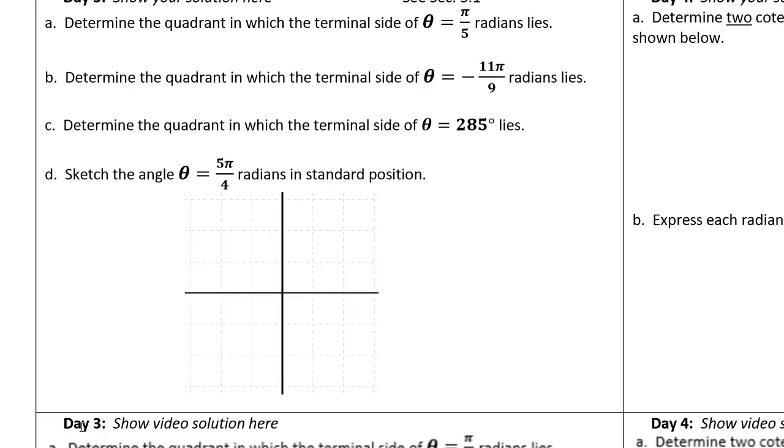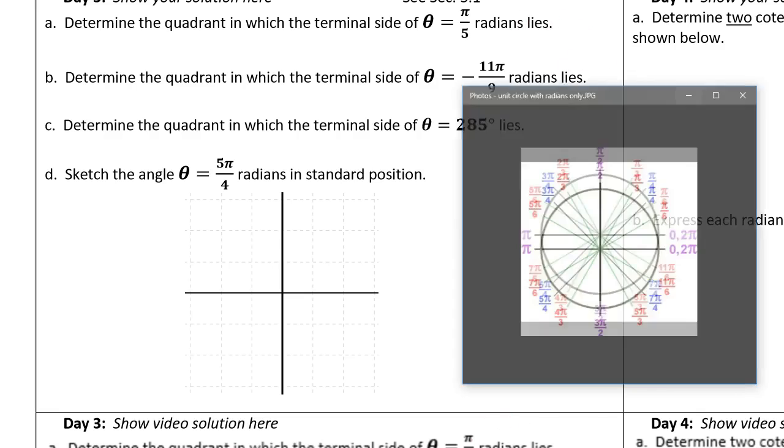Here are the answers for the Day 3 Bell work. Determine the quadrant in which the terminal side of angle theta, which measures pi over 5 radians, lies. To do this, you could look at a picture of a unit circle.